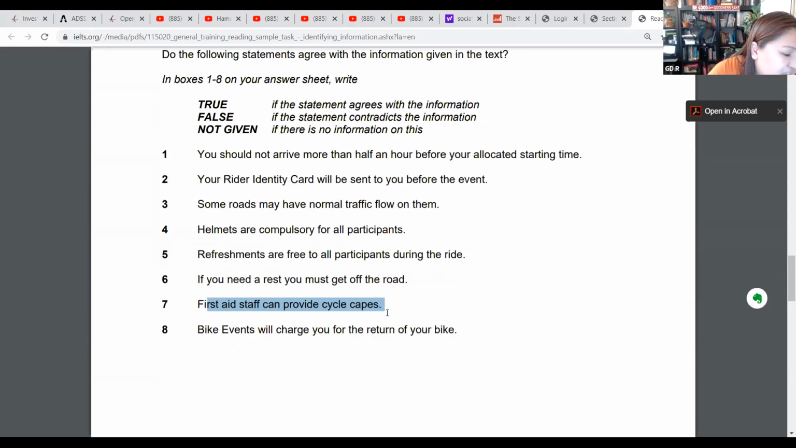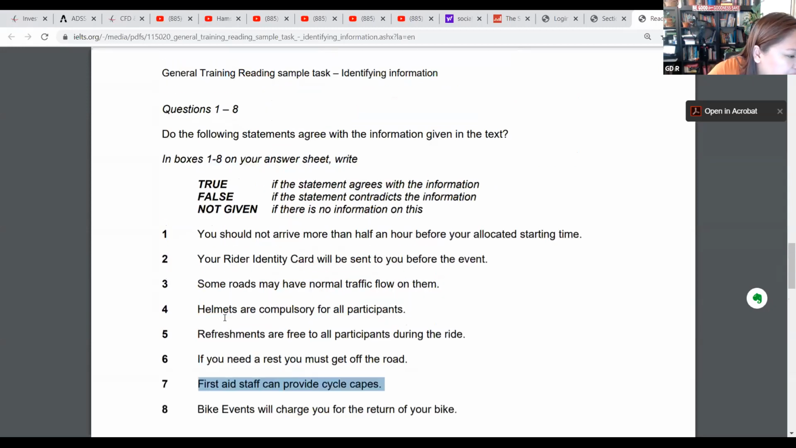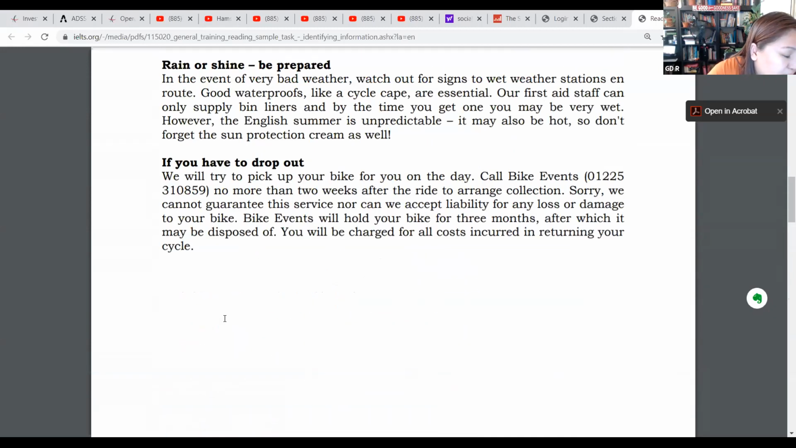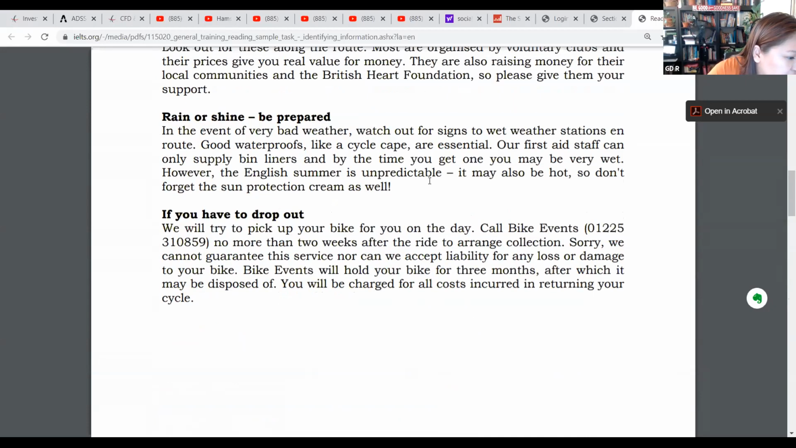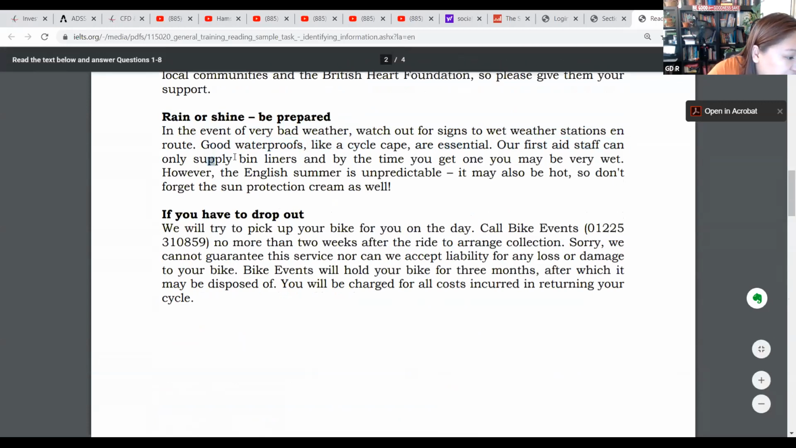Number 7, first aid staff can provide cycle capes. Let's see if there is anything about cycle capes or first aid staff. Cycle capes are used when it's raining. So let's read this one. In the event of very bad weather, watch out for signs. Good waterproofs like a cycle cape are essential. Our first aid staff can only supply bin liners. So they cannot supply cycle capes.